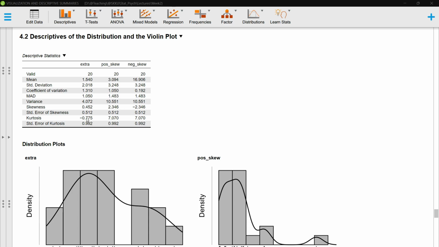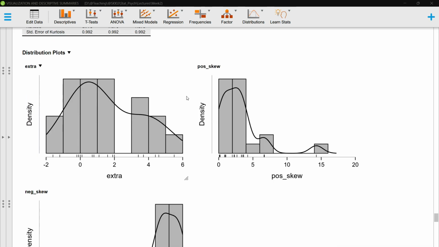They have the same amount of kurtosis, the length of the tail, but the direction of the skew is opposite, while the degree is the same. The direction is opposite, right? And the extra hours variable has a small size of skewness and a small size of kurtosis.